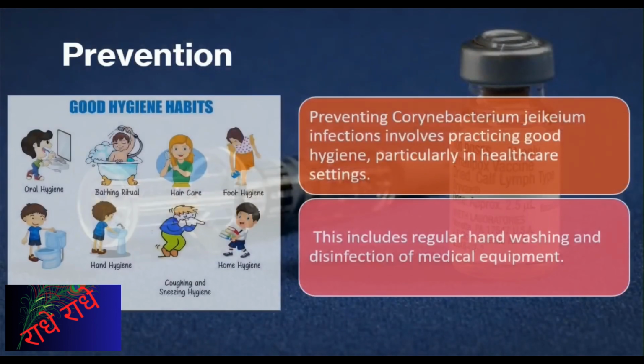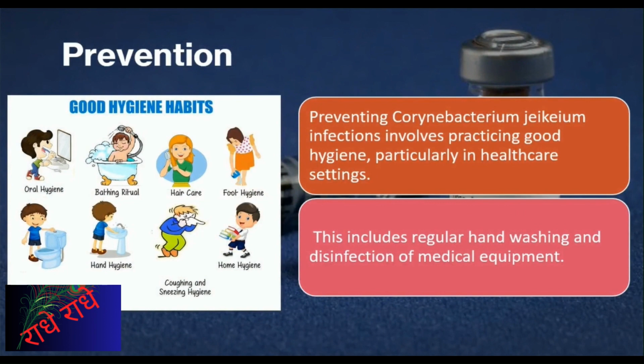Washing hands regularly and disinfecting medical equipment are essential measures to prevent Corynebacterium jeikeium infections, especially in healthcare settings. Such simple actions are necessary to guarantee the protection of patients and health workers.